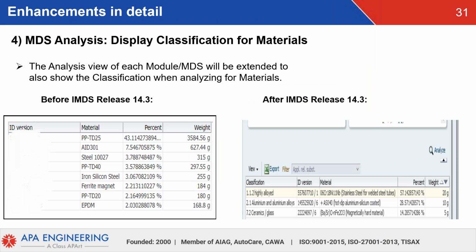So the next update is MDS analysis: display classification for materials. Under the analysis tab of the MDS screen, if you are going to analyze the classification of materials, before the 14.3 release you can see on the left side the ID version, material, its percentage, and its weight. These are the data included in that tab. Once after 14.3 gets released, you could additionally see a tab called classification. In that particular window itself, you can see under which classification that particular material comes, along with its ID version, its weight, and its percentage, so you can know the classification right here. This is another major update that is going to be provided after this 14.3 release.